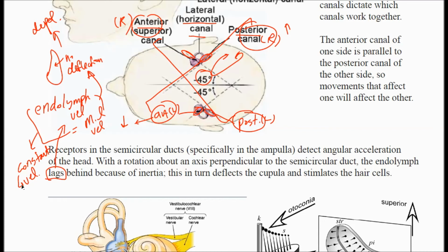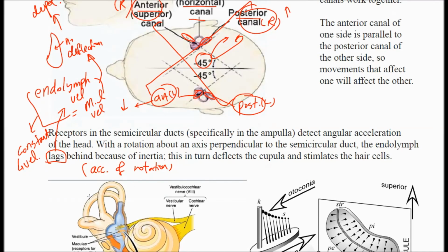So whenever there's a velocity change, you'll feel the rotation, but if the velocity stays constant, you will not feel the rotation of the head. In other words, these semicircular canals are particularly sensitive to acceleration of the rotation. So changes in velocity. Whereas with constant velocity, it will not be that sensitive.